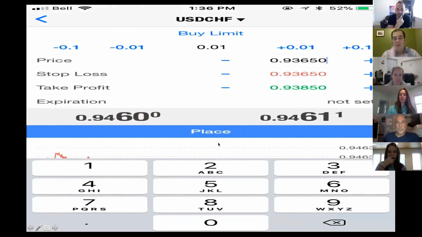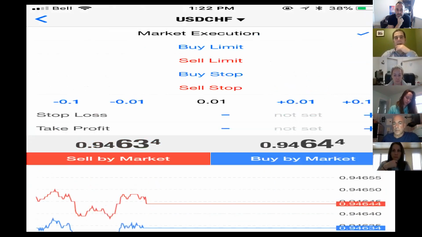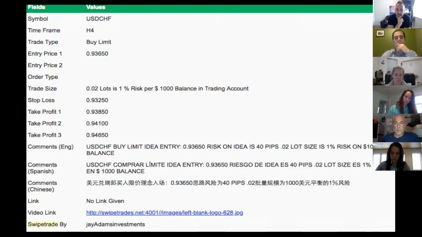Now, this particular slide, it would not let me place it because see my price and stop loss are exactly the same. It wouldn't let me do it. If I hit a typo, it wouldn't let me do it. Okay. So I'll go back again just to make sure it didn't go too quick.